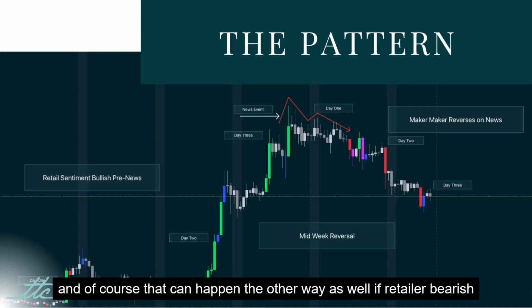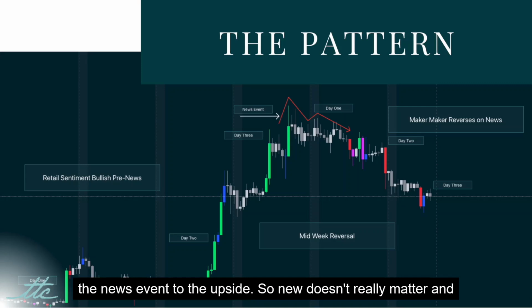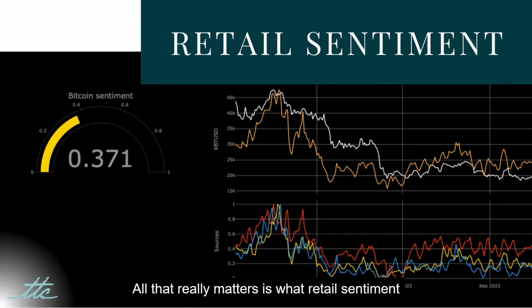And of course, that can happen the other way as well. If retail are bearish on the upcoming news, then the market maker can run the 3-day trend to the downside and reverse it on the news event to the upside. So news doesn't really matter, and results of news also don't really matter. All that really matters is what retail sentiment is pre-news and what date and time the news event is.